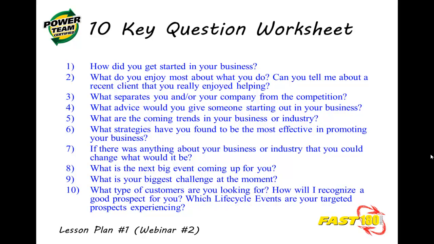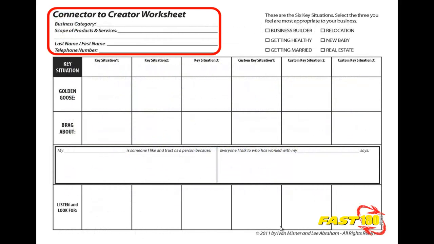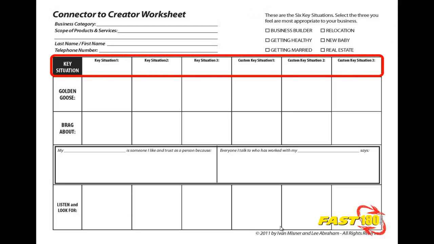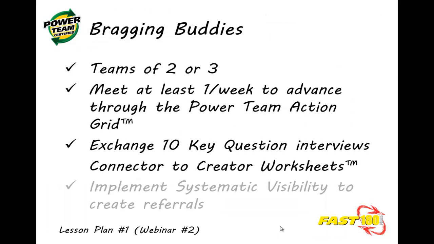So we're going to work on the 10 key question worksheet here in a few minutes. Let's just keep moving through the slideshow, and this is the connector to creator worksheet, and I'm just showing you some of the key features here. These forms can be downloaded from moneyonthetablebook.com. They're PDFs that are listed there, and you can download these for next week, and we're going to work on it. So now I'm on page 6, and we're just very quickly going to go through the rest of the 4 stages so that you know where we're going, and then we're going to get into helping you complete your 10 key questions.